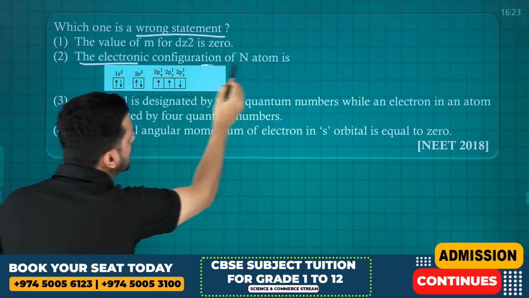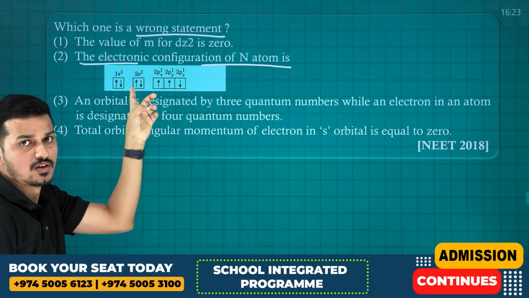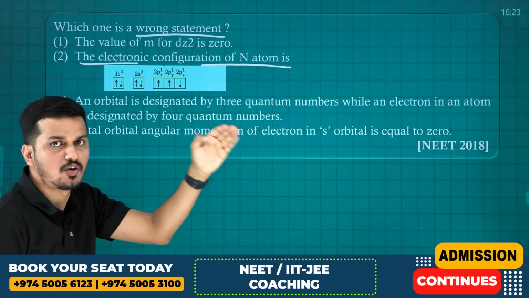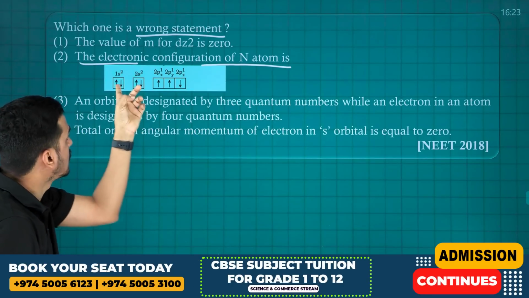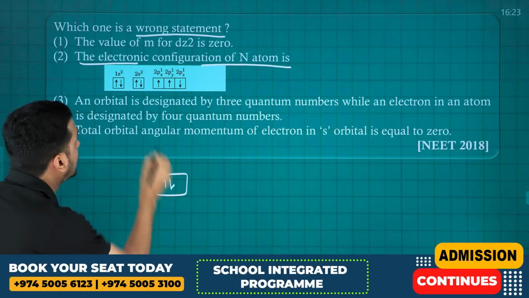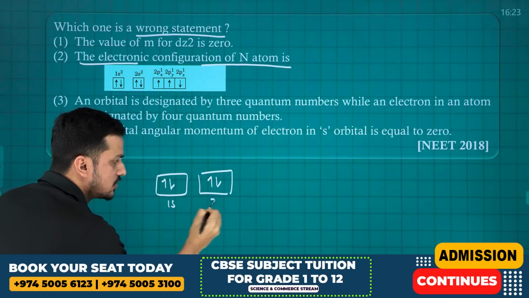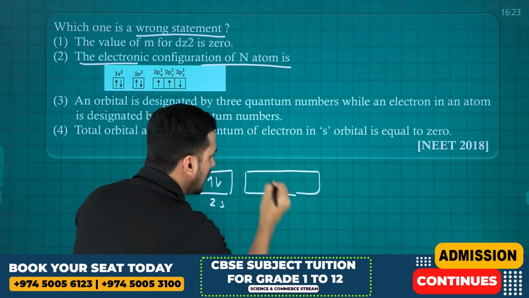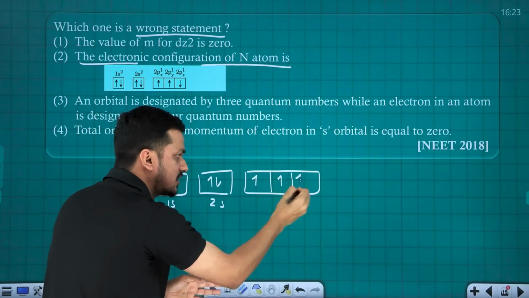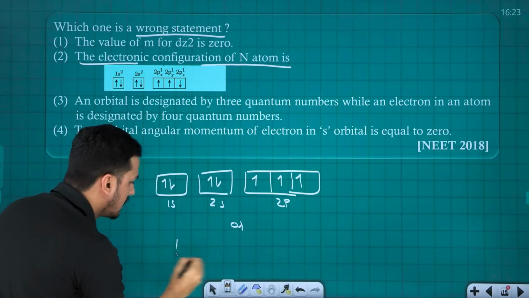The electronic configuration of the nitrogen atom, this is the configuration they have given. This is actually wrong, according to Hund's rule. First the orbitals have to be singly occupied, and only then will pairing occur. Here 1s2 is fine, then 2s2 also fine. But once 2p is filling, everything should be filled in the same direction. If it is clockwise, this will be clockwise, this will be clockwise. This is the 2p order.